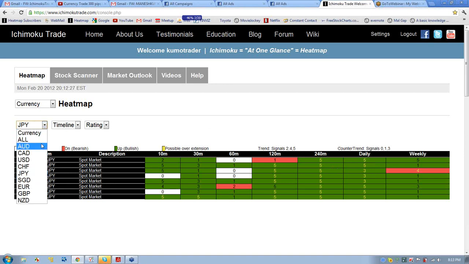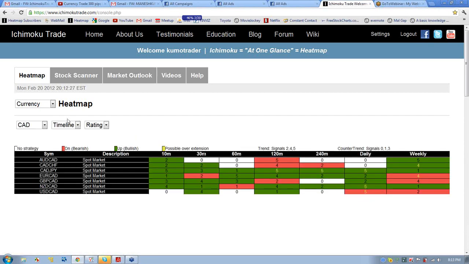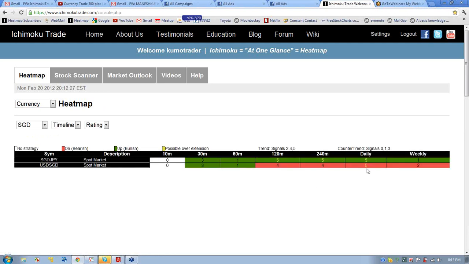Okay, you could filter, and you could see, okay, how is the Australian currency with everything else? And you could look here and see it's mixed, so the Australian is a mix right now, and you could see which pairs are the strongest out there by filtering based on these currencies and looking at these heat map values. You guys see that?